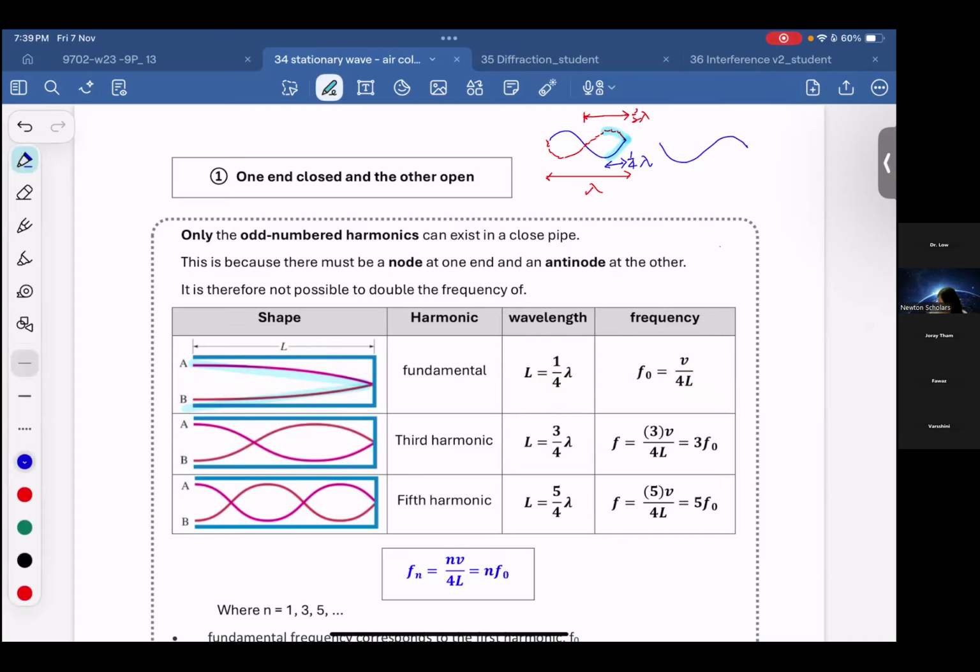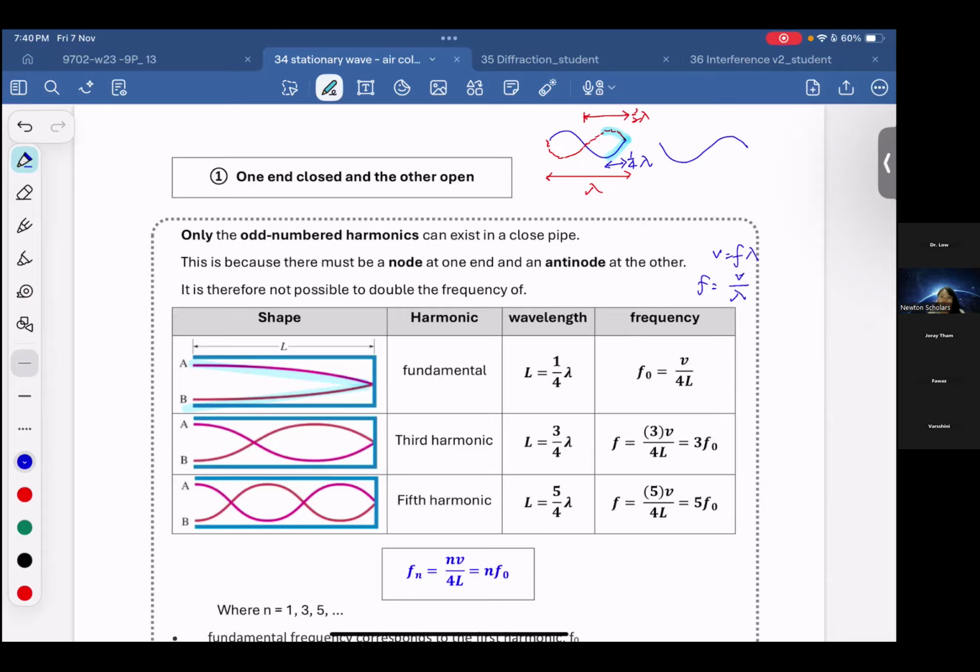Your frequency: V equals f lambda, so frequency is V over lambda. Your wavelength is 4L for the first case. Always remember the first harmonic, or fundamental harmonic, has the longest wavelength. That's why the wavelength is 4L. So we get the pattern f0 equals V over 4L.